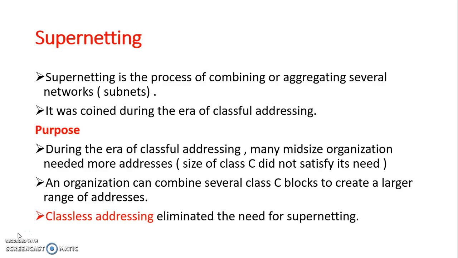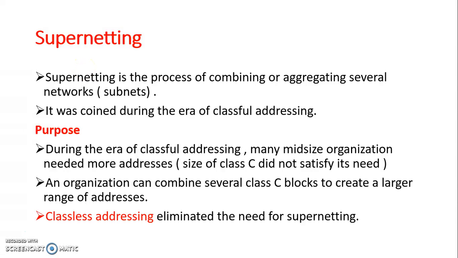Now let's continue this. So actually this supernetting is a process of combining or aggregating multiple subnetworks to form a supernetwork or a complete network. In subnetting, we divided the network into subnetworks. Here we are just aggregating all the subnetworks to form a global network. And this technique is almost obsolete now.